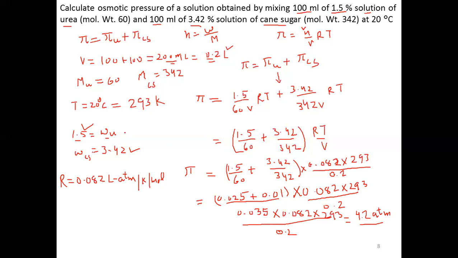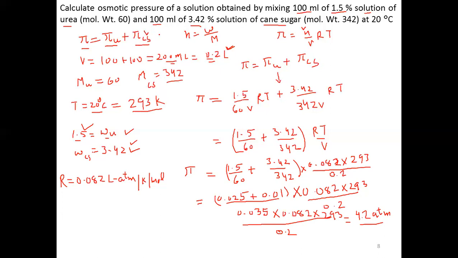So we get these weights: weight of urea, weight of cane sugar, and we know their molecular weight. Molecular weight of urea is 60 and molecular weight of cane sugar is 342. Temperature was 20 degrees Celsius, so we converted it into 293 Kelvin. Volume was in ml, we converted it into liters. So now we have two components. The osmotic pressure will be the osmotic pressure due to urea plus the osmotic pressure due to cane sugar.